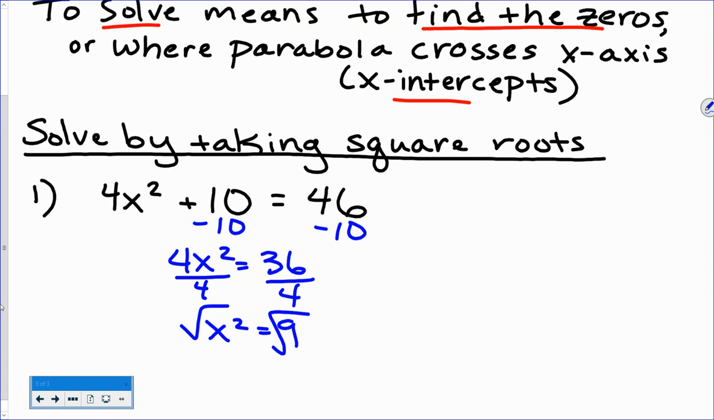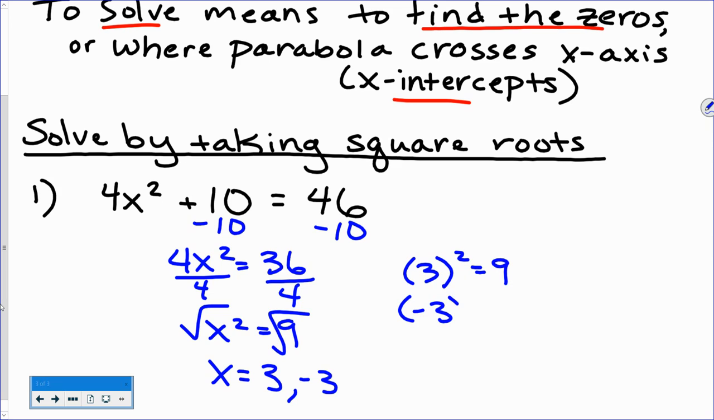But what I need to remember is there are two things that will make that true. All right, so 3 is an answer, but there's a second answer. There's also negative 3. Because if you remember, if I take 3 and square it, I will get 9. And if I take negative 3 and square it, I will get 9, because negative 3 times negative 3 is also positive 9. So I need to make sure I remember both answers.